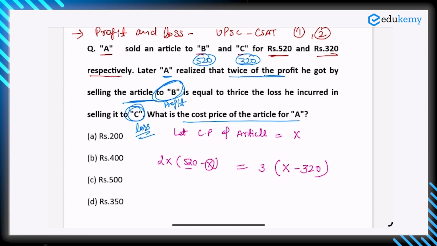A sold the article to B and C. A sold to B for 520 and to C for 320. He realized later on that when he sold the article to B, he made a profit of it. When he sold the article to C, he made a loss out of it. He told us this in some of the equations.